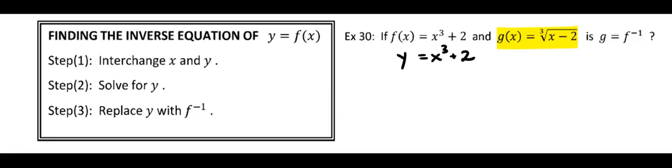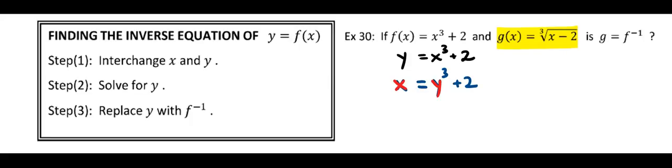We're going to interchange x and y. So that just means they switch places wherever they're at. So y becomes x and x becomes y. So notice they have changed places. And we're going to solve for the new y.